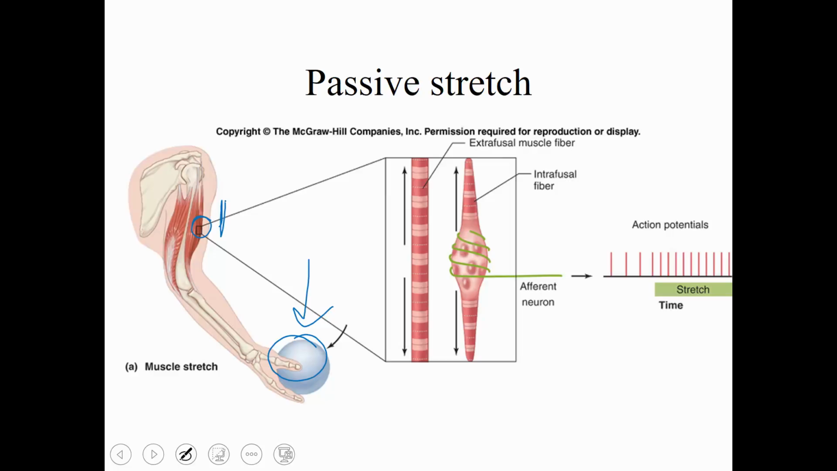So when you put a passive stretch on this muscle, this stretches the little capsule. We have mechanically gated channels in there. They depolarize. A receptor neuron reaches threshold, and a set of action potentials are sent to the central nervous system. The more intense the stretch, the higher the frequency of action potentials.